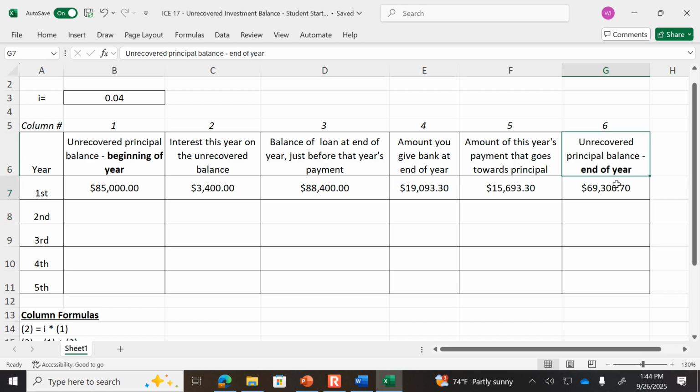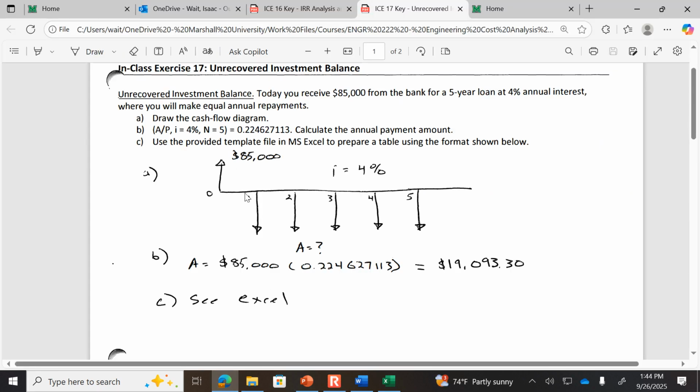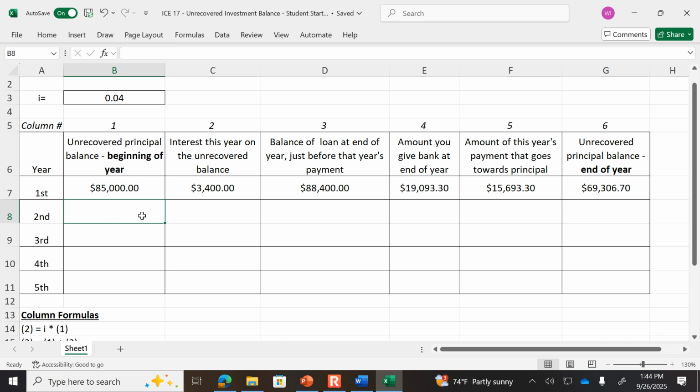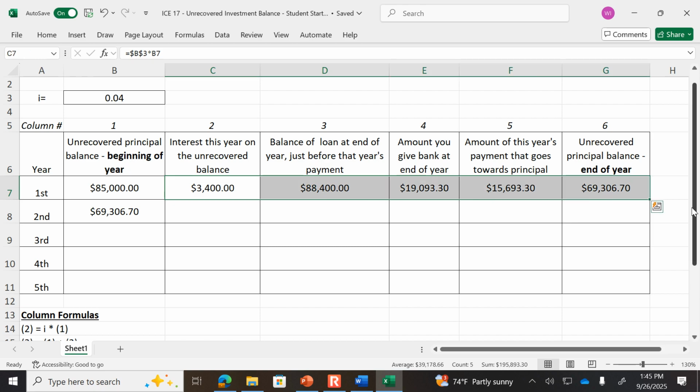All right. The end of the first year is the same thing as the beginning of the second year. That's the same moment in time. If we look at the cash flow diagram, the end of the first year is right there where the cursor is. That happens to be the beginning of the second year as well. So down here, the unrecovered principal balance at the beginning of the second year is just that same thing from the end of the first. And then from there, we can now drag everything down without having to type the formulas in again.